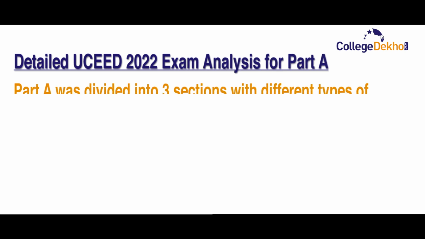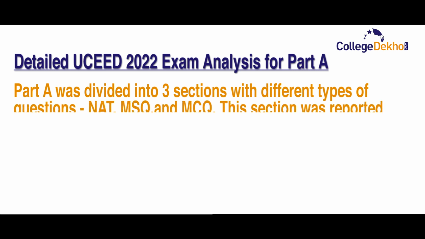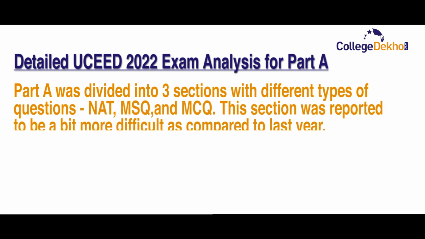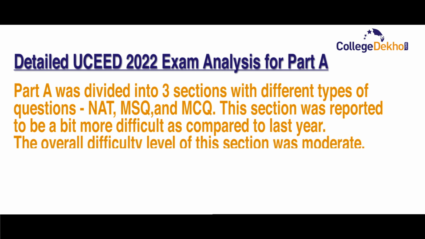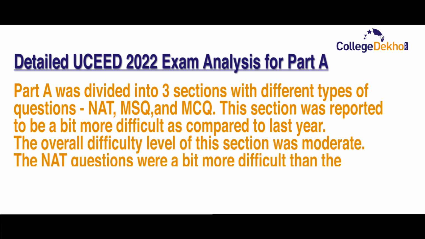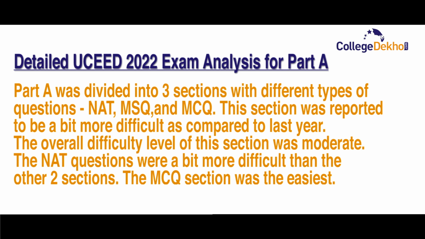Part A was divided into 3 sections as shown above. This section was reported to be a bit more difficult as compared to last year. However, the overall difficulty level of this section was moderate. The NAT questions were a bit more difficult as compared to the other 2 sections, and the MCQ section was the easiest. Now let's go on to the UC 2022 exam analysis for Part B.